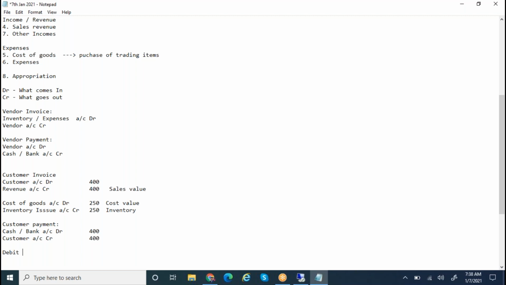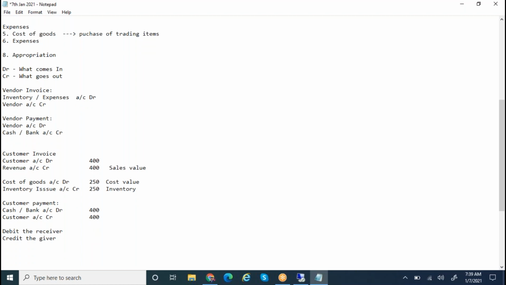Debit the receiver, credit the giver. So next, tell me another. Debit all expenses and losses, credit all incomes and gains. Okay. So debit the receiver. This one. Credit the giver. Am I right? Okay.